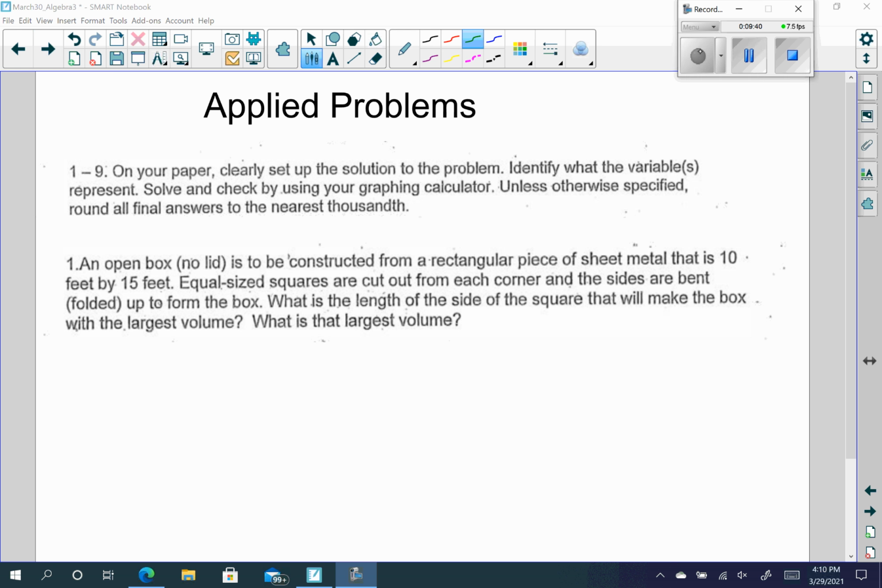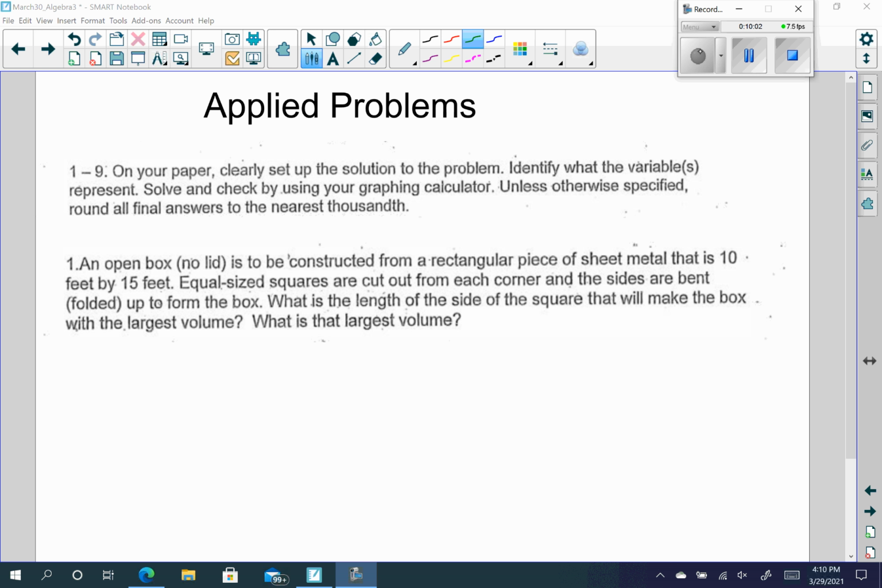All right, so we're going to take a look at problem 1. Notice it says the directions for all 9 problems. Make sure you do this on a separate sheet of paper. Clearly set up the solution to the problem. Identify what the variable represents, so we may have more than one variable. Solve and check by using our calculator, Desmos. Unless otherwise specified, round all final answers to the nearest thousandth.